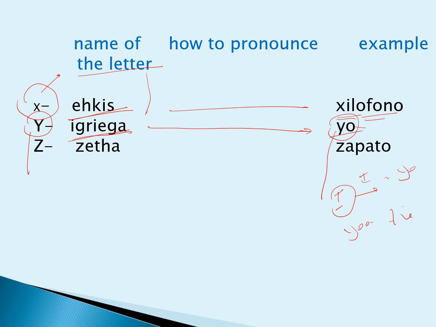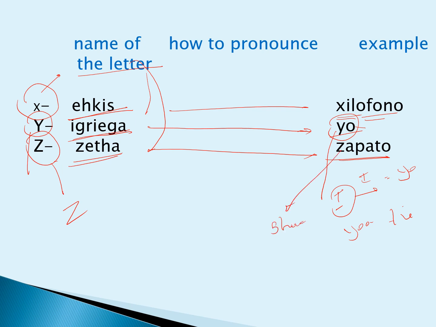Right. Next one. In English, this letter is Z. But in Spanish, what's the name of the letter? Zeta. Example. Zapato. Zapato means shoes. Alright.